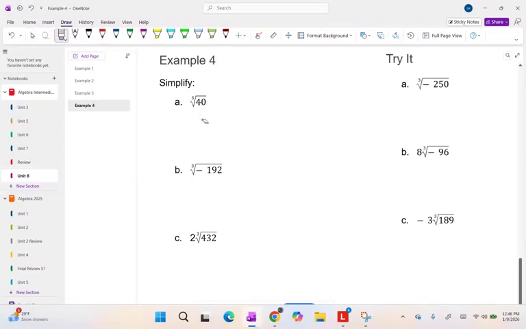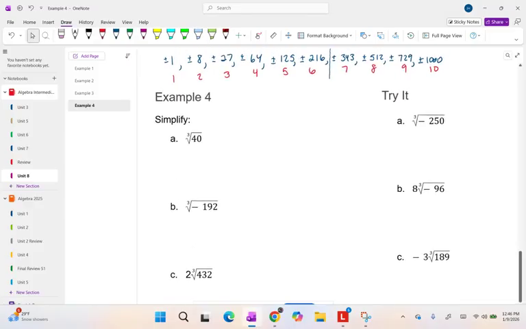All right, guys, in this video, we're going to be looking at example 4, and these are cube roots of non-perfect cubes. By non-perfect cubes, I mean that I'm not going to find, like, 40 on my list of perfect cubes. So I'm going to have to break 40 down into two factors, and I want one of those factors to be a perfect cube.